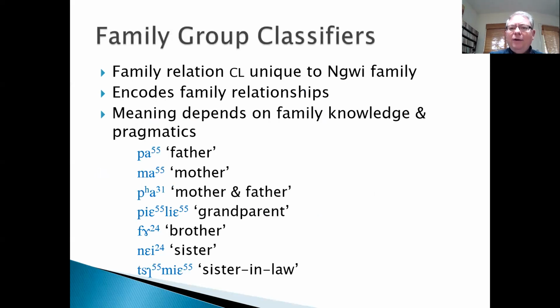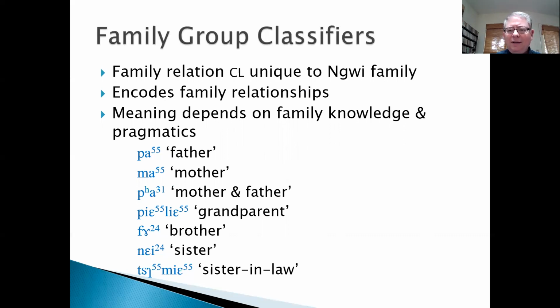There was one other rather unusual type of classifier, and that's the family group classifier. Now, other languages in the Ngui family have them. Not all of them do. They've presumably disappeared in many of them. Khatso still has them, although they're not used so frequently anymore. But these classifiers encode family relationships. So very different than the other classifiers we were just looking at.